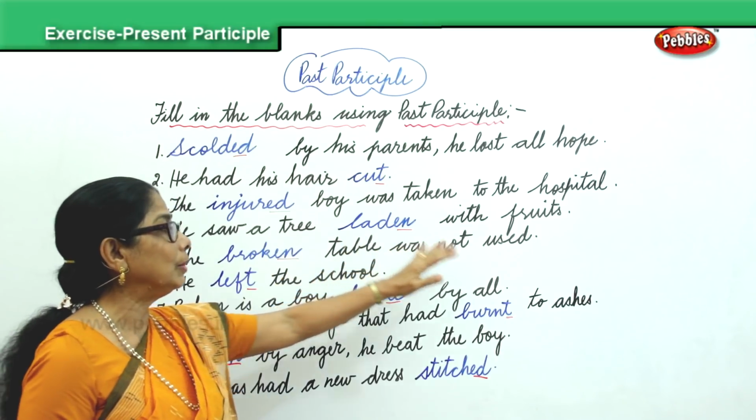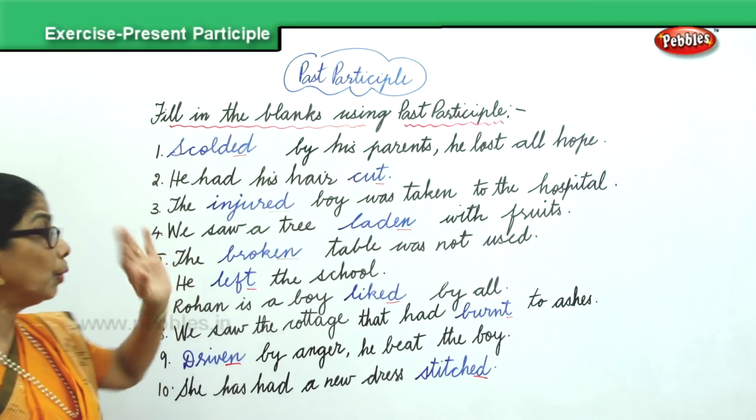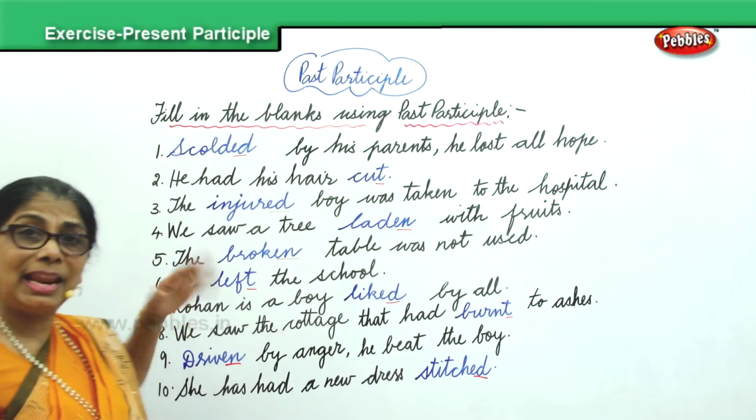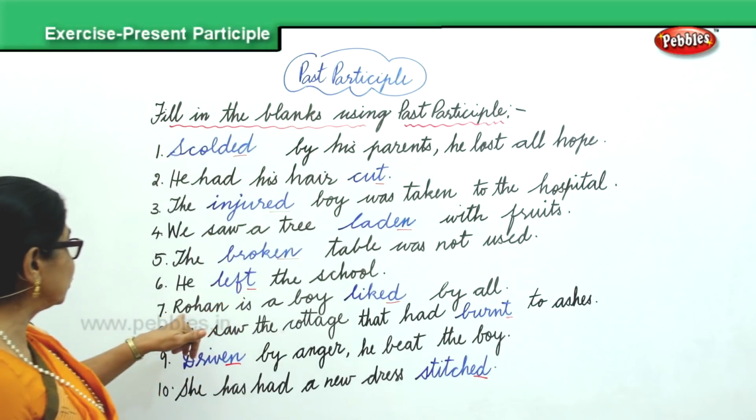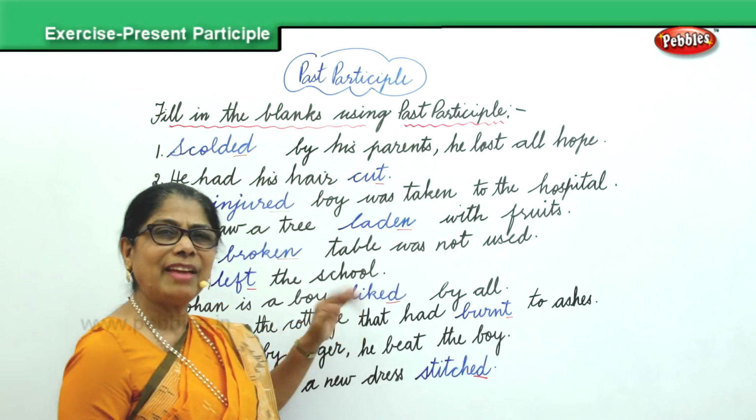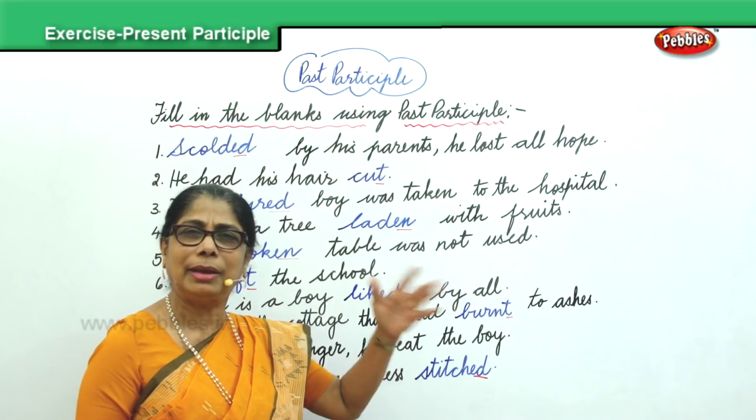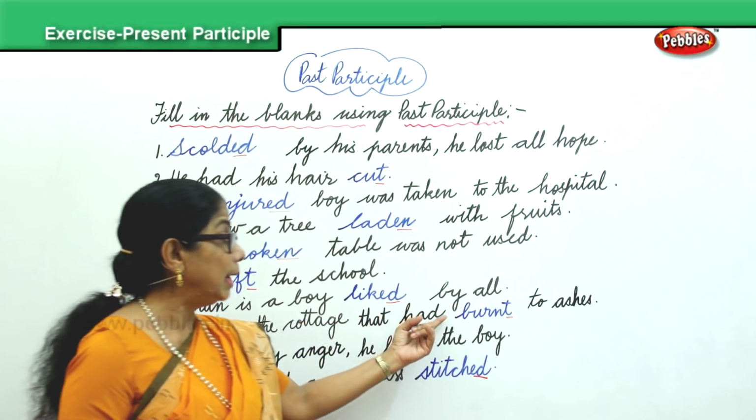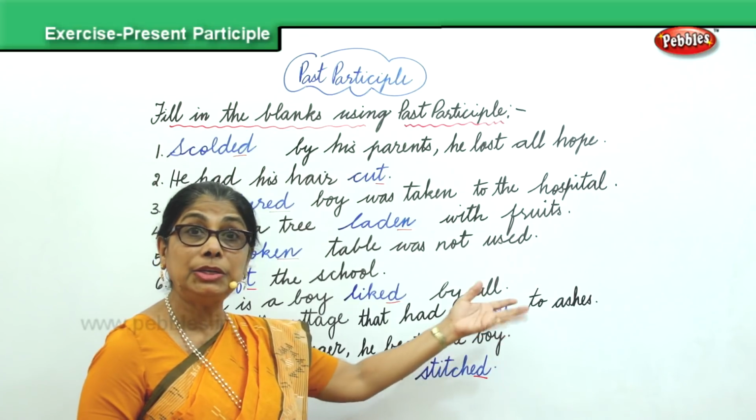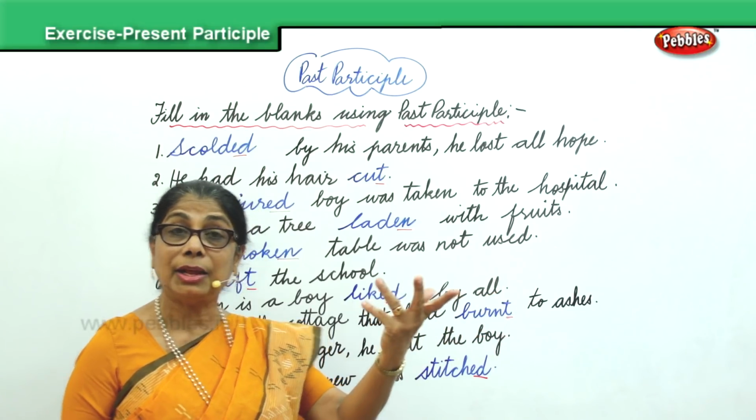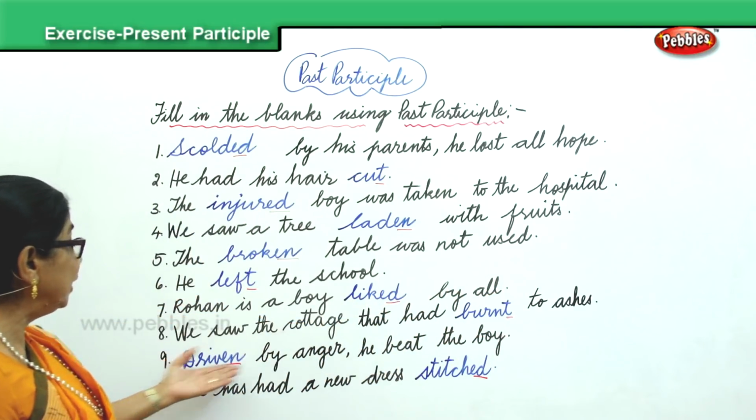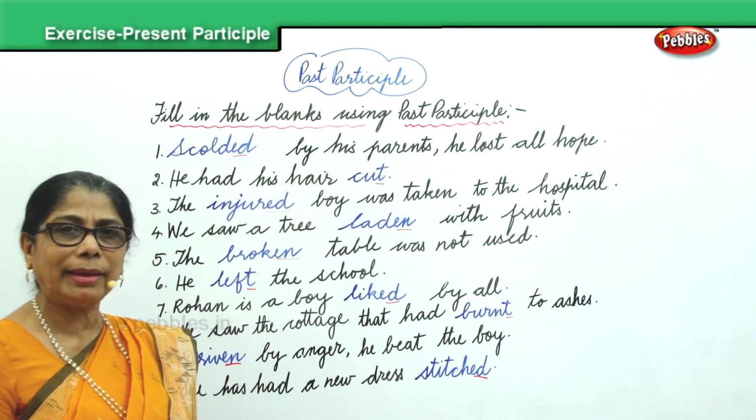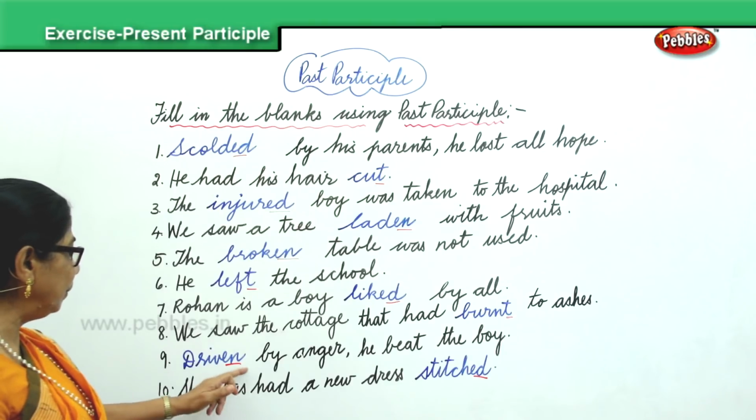The broken table was not used. Already broken. Finish. He left the school. Whatever reason, left. He's not there anymore in the school. Rohan is a boy liked by all. Action completed. We saw the cottage that had burned to ashes. Only ashes there. No cottage there. Driven by anger, he beat the boy. So angry, got beating, driven by anger.